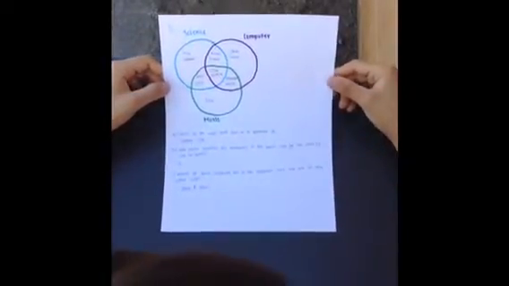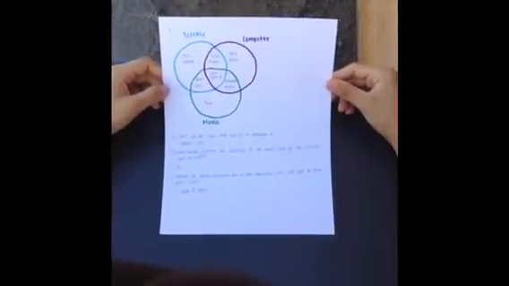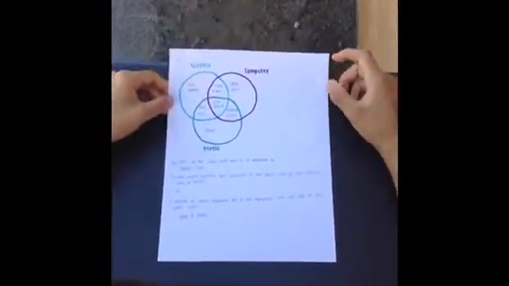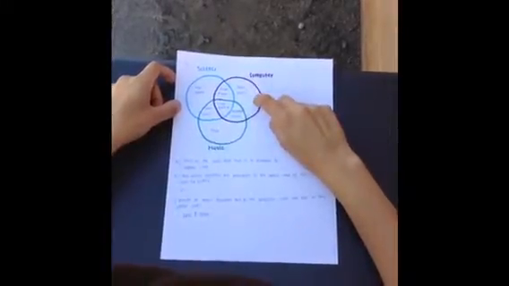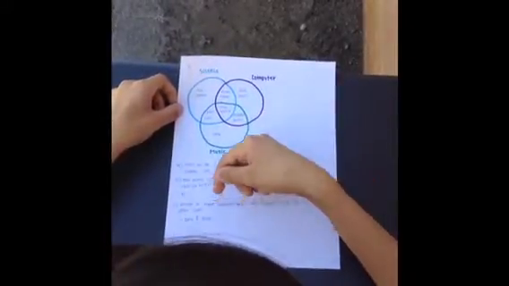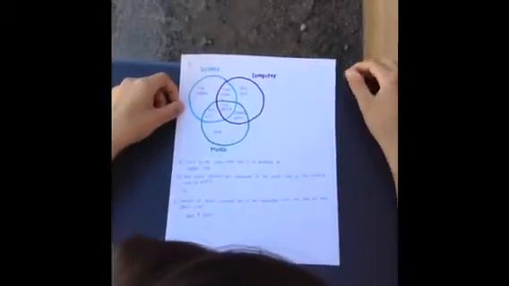C. Which of these students are in the computer club but not in any other club? We'll take a look at the computer circle, which would be the purple circle. You see that John and Dion are the only members, so they would be the only students that are involved in the computer club.